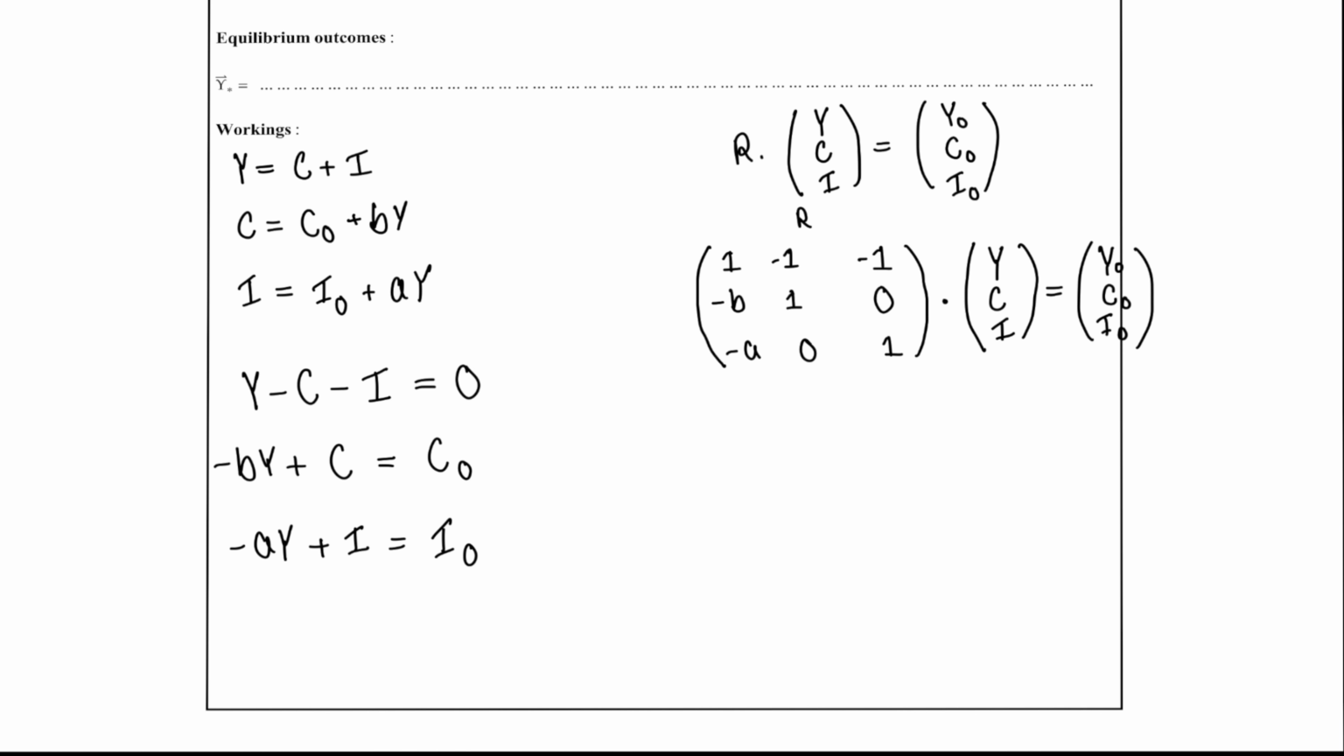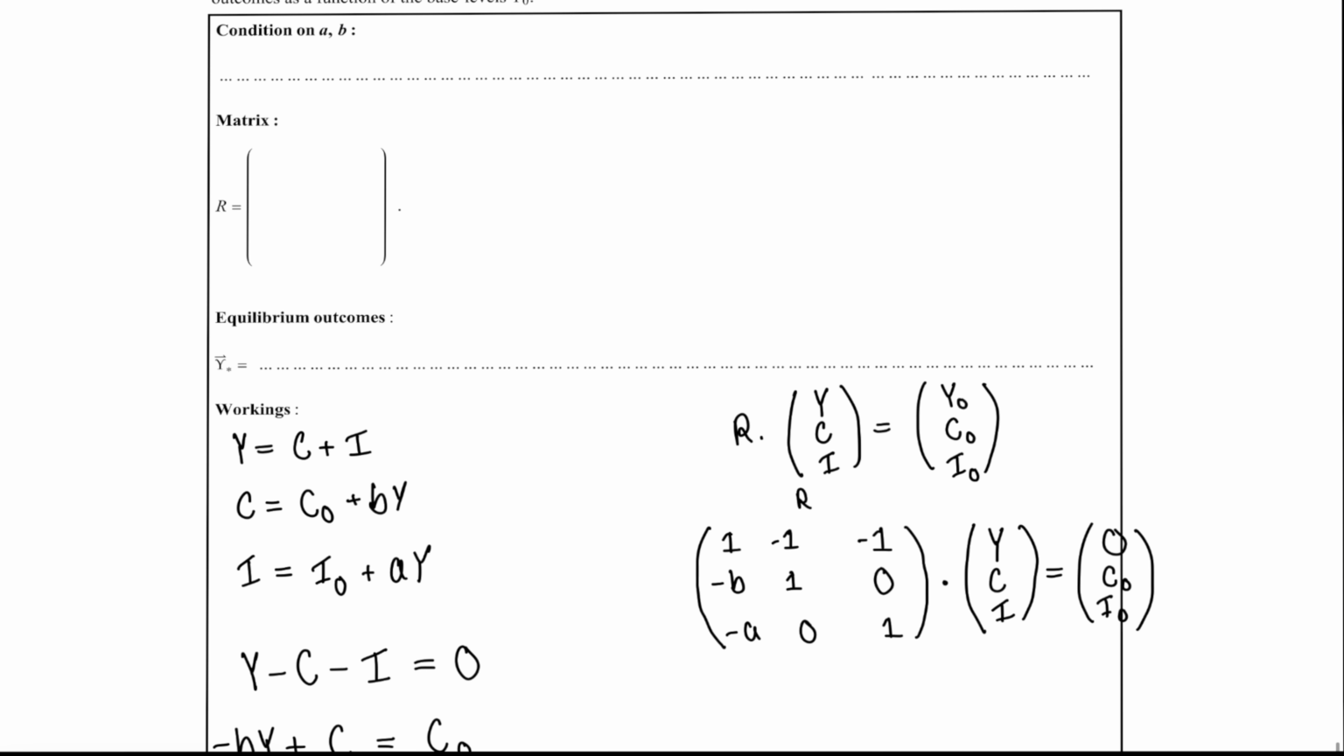If we just wanted to quickly check this, if we took this row and multiplied it by this column, we would get y minus c minus I, which is what we have over here. And if we multiplied this row by the column, we'd get minus by plus c, which is what we have. And then lastly, minus a y plus I. Cool. Another thing that we can notice is that this first equation is equal to 0, so we can replace this with a 0. Now, if we just fill that in over here.